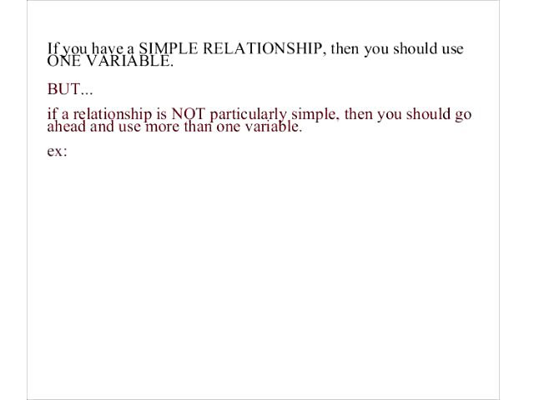For instance, if you say a hamburger costs twice as much as a hot dog, then this is just 2x and x. Because this really is a simple relationship. So you should use one variable.